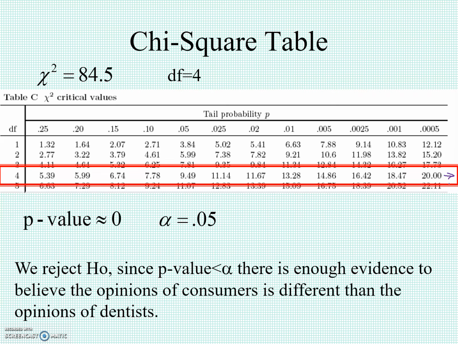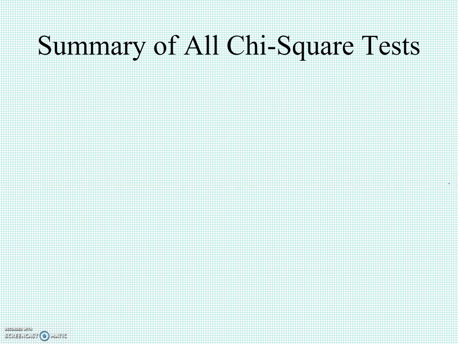So this is how you do a chi-squared test if you have multiple populations. If you have one population, you would go back and do a test of independence. But here we have multiple populations, so it was the test of homogeneity. Let's do a quick summary of all of our tests.